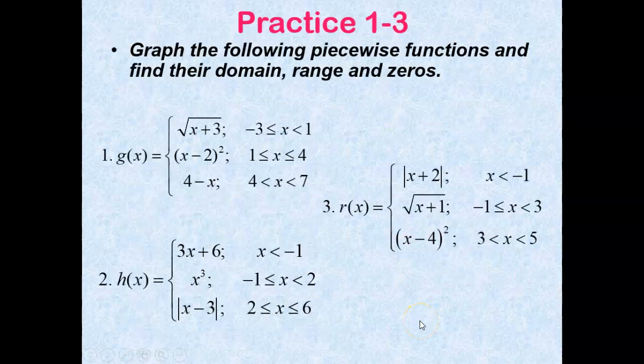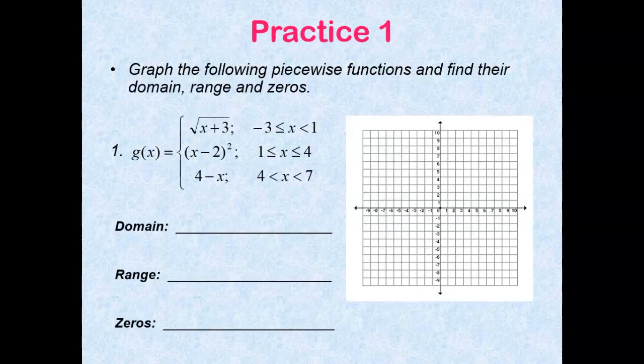So there are 3 here we're going to look at really quickly and just give you a little refresher. The first one is g is its name. We have a square root function that has a horizontal shift to the left 3. We have a quadratic function that's going to shift to the right 2. And we have a linear function that has a y-intercept at 4 and a negative 1 slope. And then it shows you each piece that it's defined.